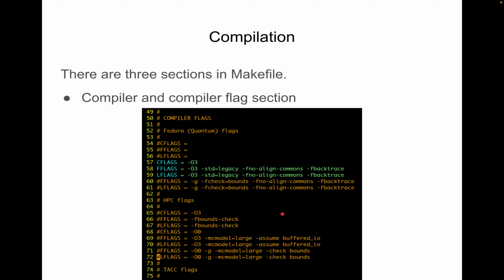And if you go down a little bit further, you can find the compiler option section. The C flags is the compiler option for the C compiler. F flags and L flags are compiler options for the Fortran. Now, depending on your machine setup and what kind of compiler is available, these options will be different, so you might need to look up the compiler documentation.